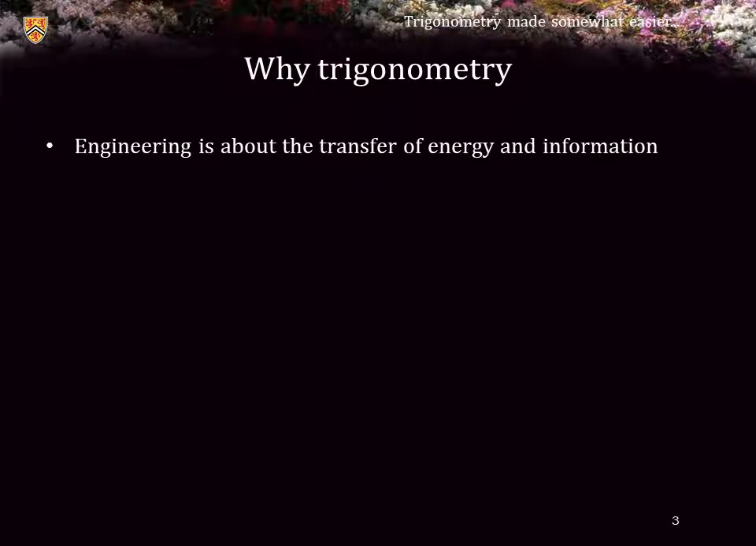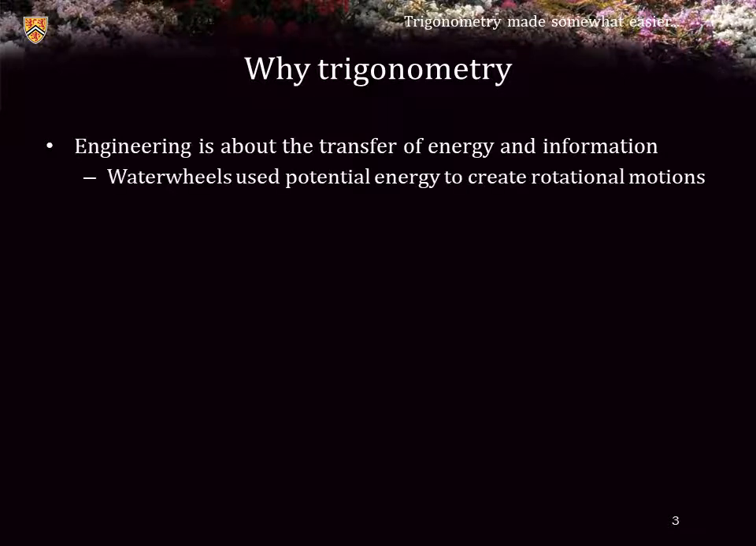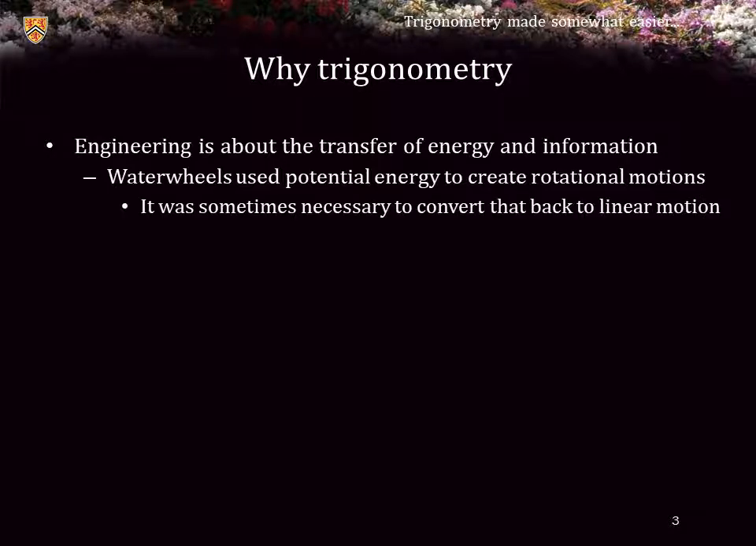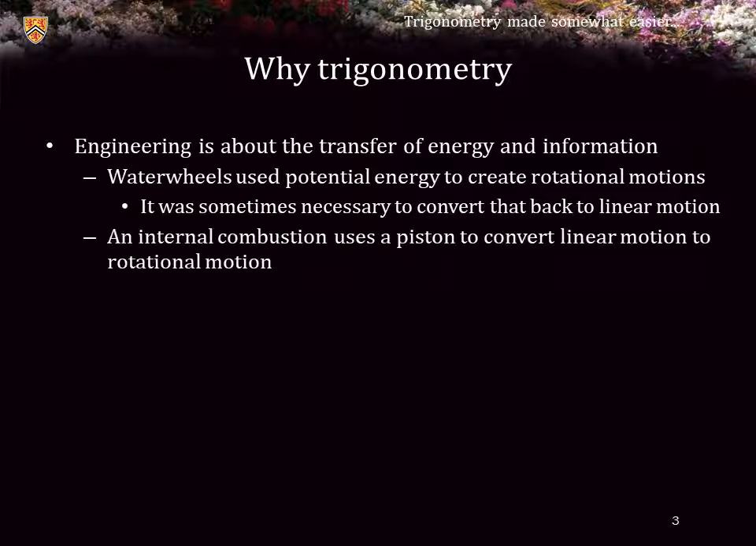To begin, why trig? Well, first of all, engineering is all about the transfer of energy and information. Water wheels in ancient days were used to convert potential energy to create rotational motion. And if you were in a sawmill, it was sometimes necessary to convert that rotational motion back into linear motion. An internal combustion engine uses a piston to convert linear motion back into rotational motion.